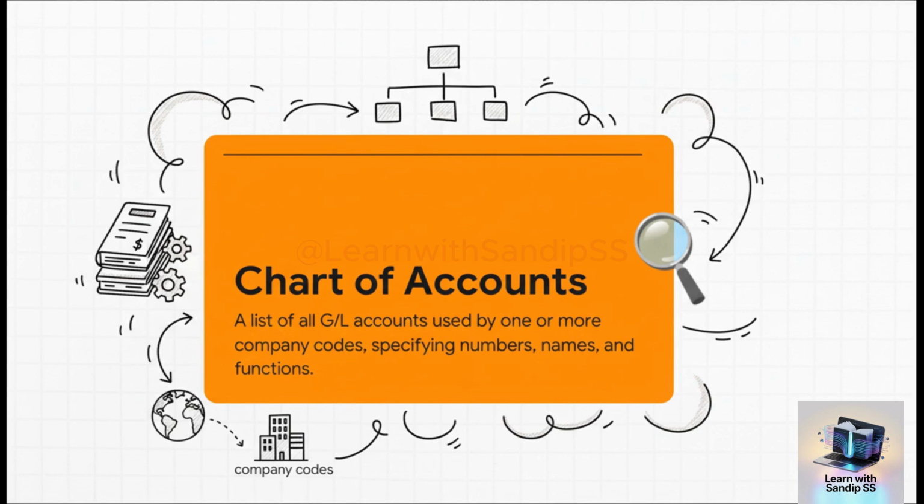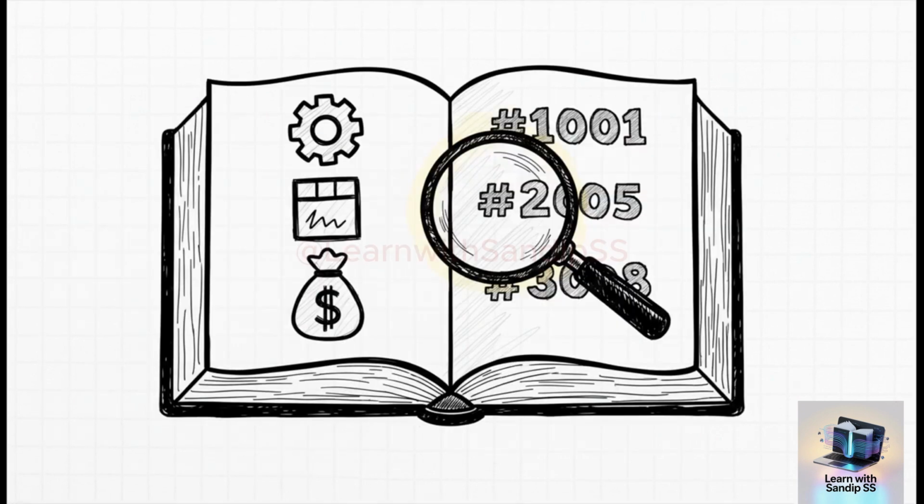It defines all the account numbers, what they're called, and what they're for. So to put it even more simply, just think of it as the company's financial dictionary. Every possible financial transaction or bucket you can think of, it has a name and a number, and it lives right here in the chart of accounts.